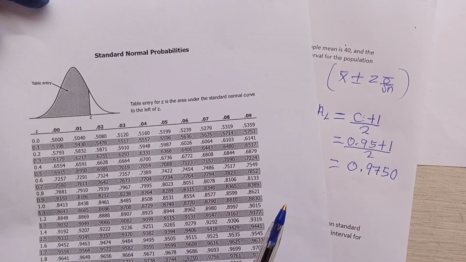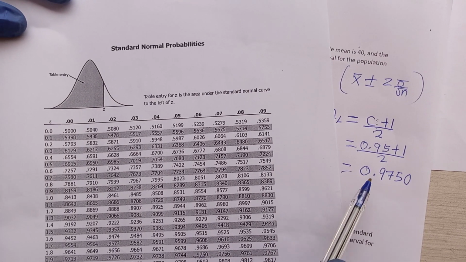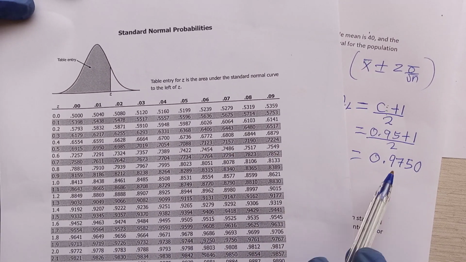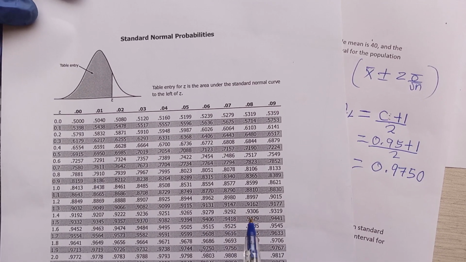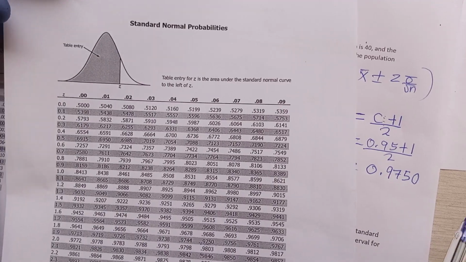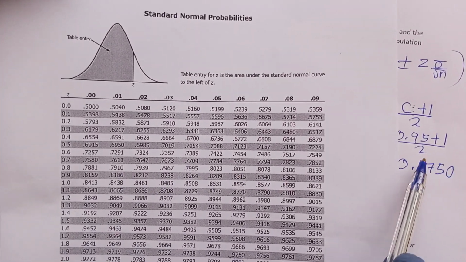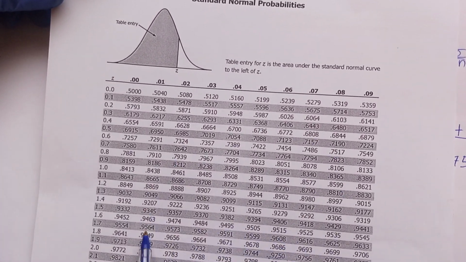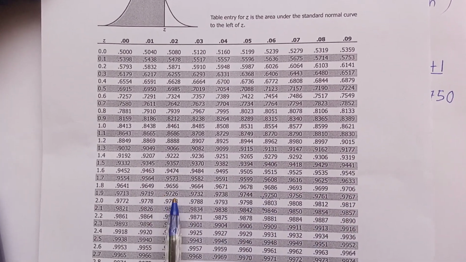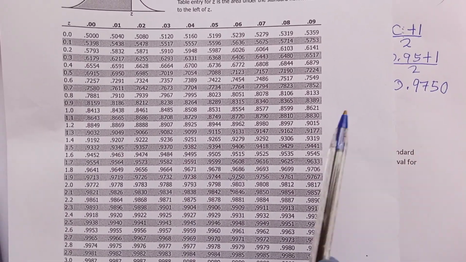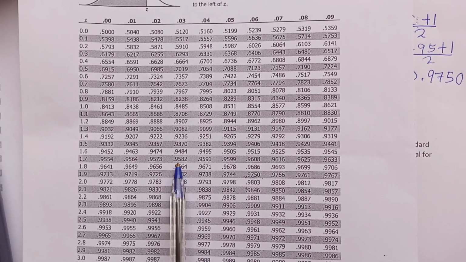Okay, now if it was a half Z table, you would have subtracted 0.5 from this one before you check. But there's no need, we are using the full Z table. So you look for 0.9750 among all these probabilities, all these areas. So let's search for 0.9750.